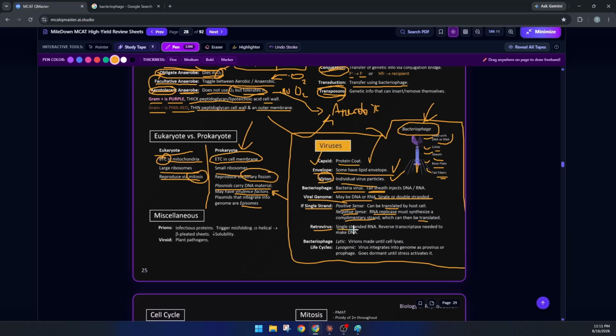And then a retrovirus has single-stranded RNA. So you need the enzyme reverse transcriptase for the retrovirus to make DNA. Then for bacteriophage life cycles, there's lytic and lysogenic. Virions are made until cell lysis. In other words, the cell basically explodes. When a bacteriophage enters the lytic cycle, you need to know the lytic cycle versus lysogenic. So I'll show that.